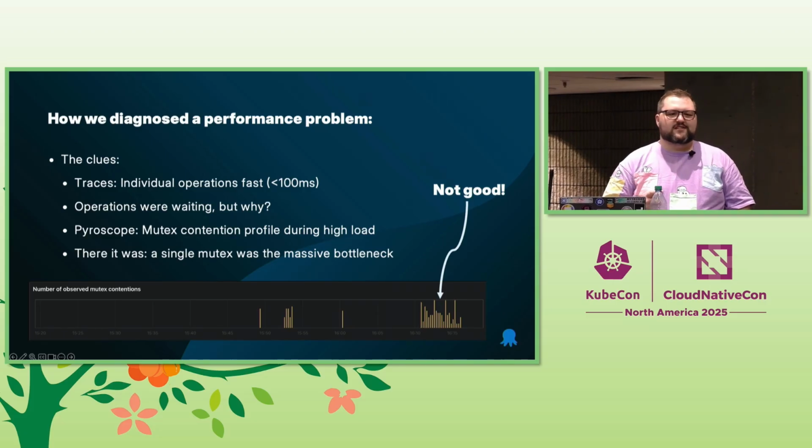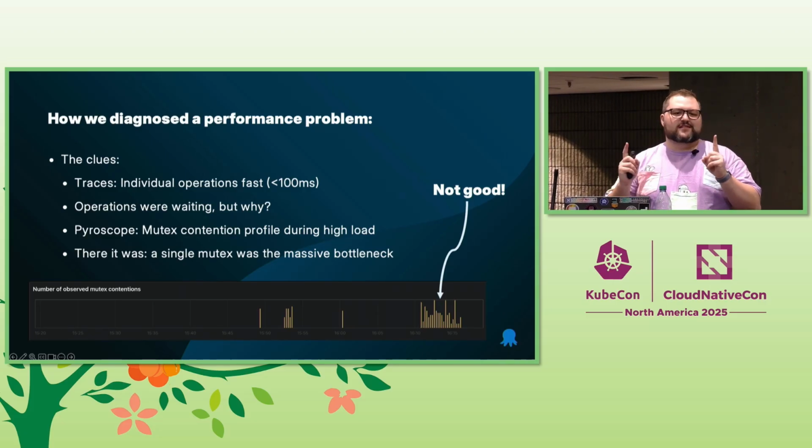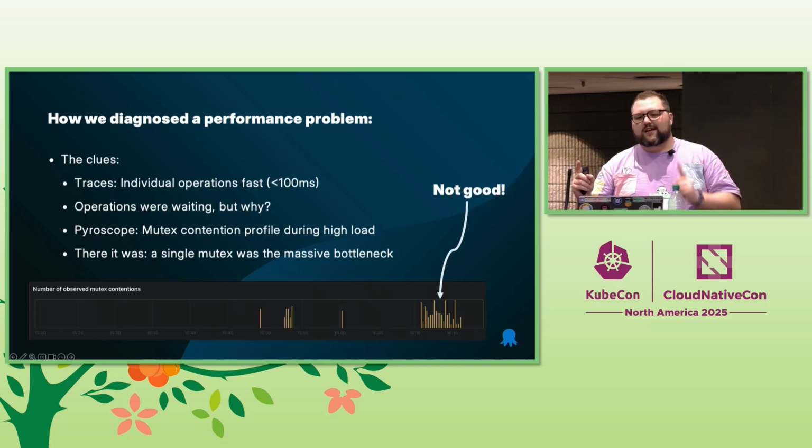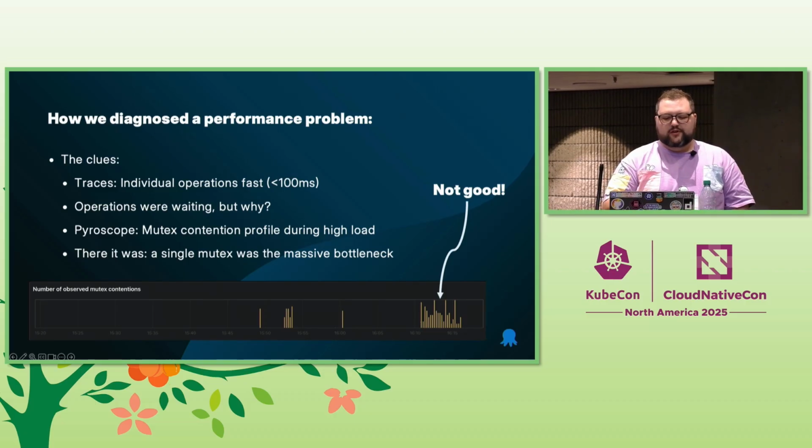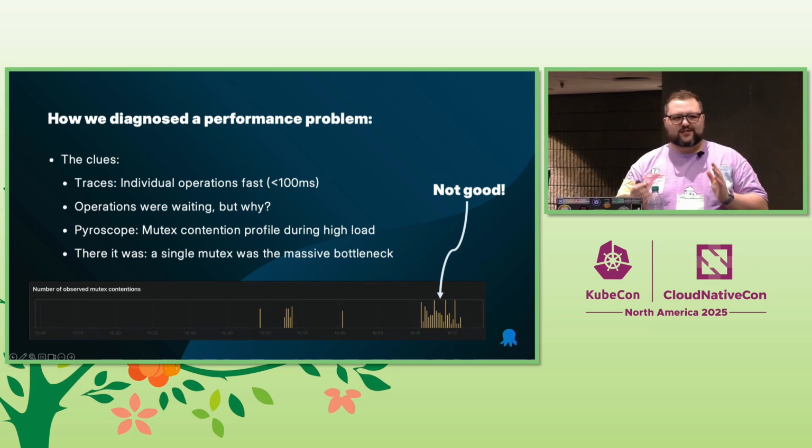We had a look at the traces, and what we did see is that there were a whole bunch of empty spaces in between each trace. That pointed us down to Pyroscope, where we saw a big block of mutexes, specifically mutex contention, which is when there's a whole bunch of things waiting on a mutex.